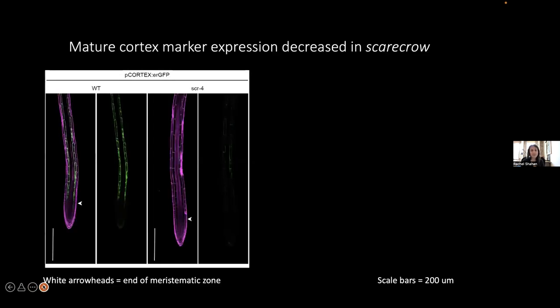I also crossed in some additional markers. So the first one over here on the left, this is a marker in wild type, shown here in green, that's expressed in more mature cortex cells.